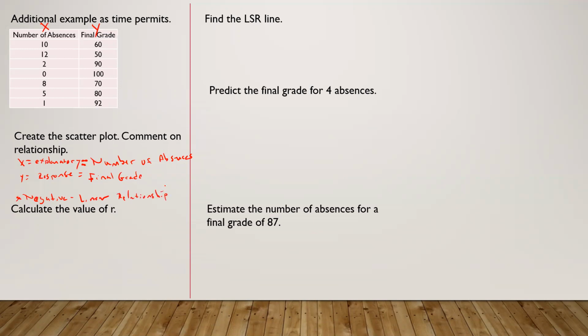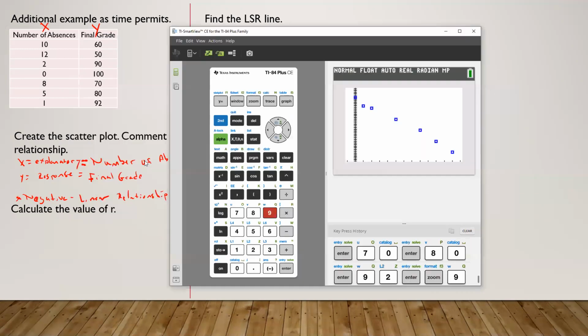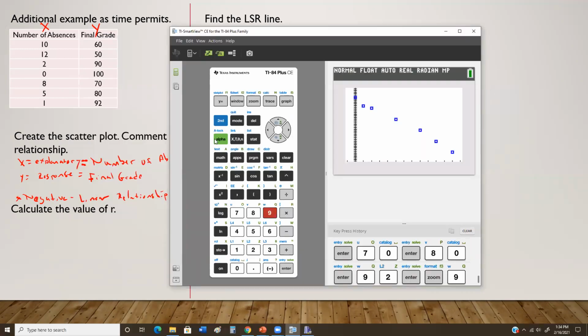Negative linear relationship. All right, so the next thing it says is calculate the value of R. So again, the linear correlation coefficient. I forgot how to do that. Can somebody remind me?